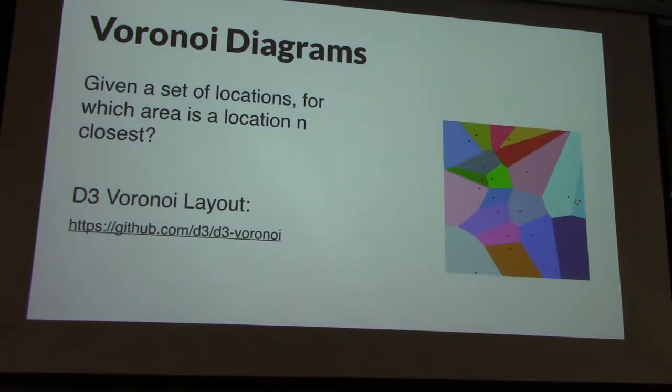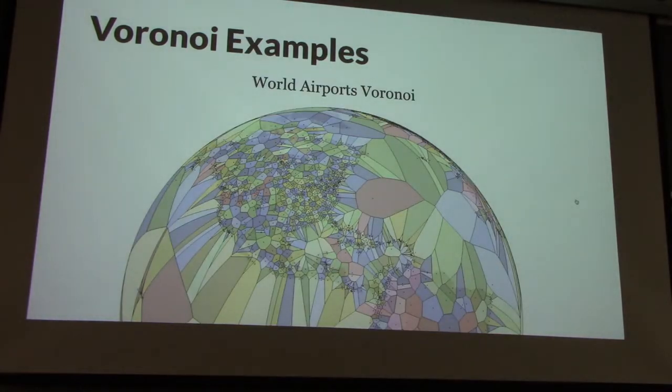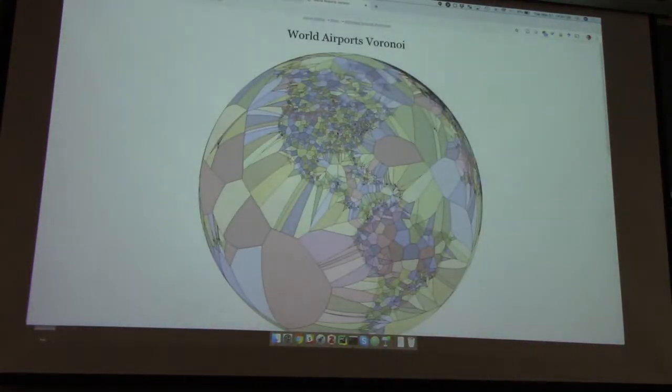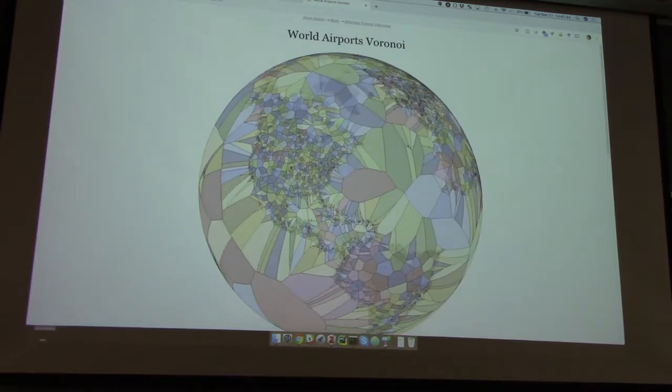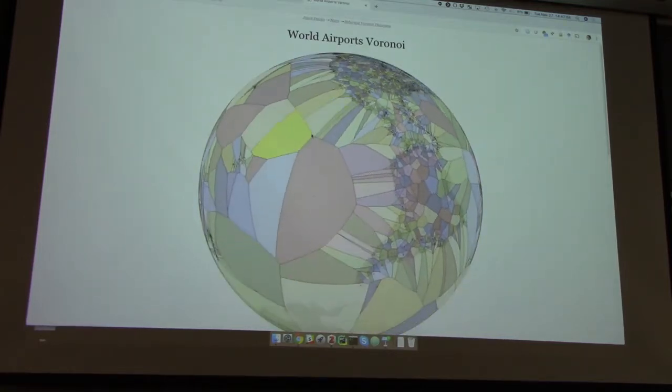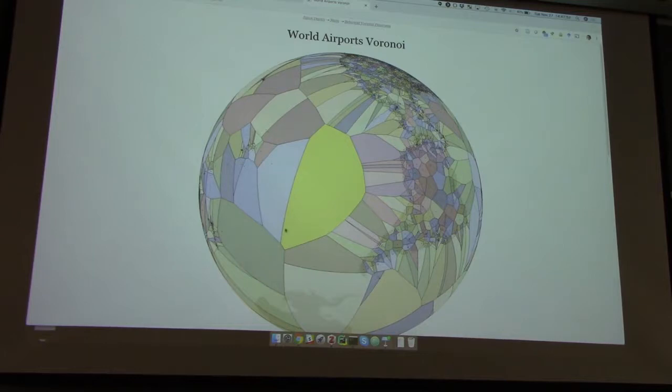These Voronoi diagrams are well supported in D3. There's a specific layout for it. And here is an example with World Airports by Jason Davis in D3. You can see where the closest airports are from any given location in the world. Unsurprisingly, we have a lot of airports on the eastern seaboard, and fewer in the west. But if we scroll into the ocean, essentially if you're flying somewhere around here and have engine trouble, that is tricky because you have to go really far to find an airport.